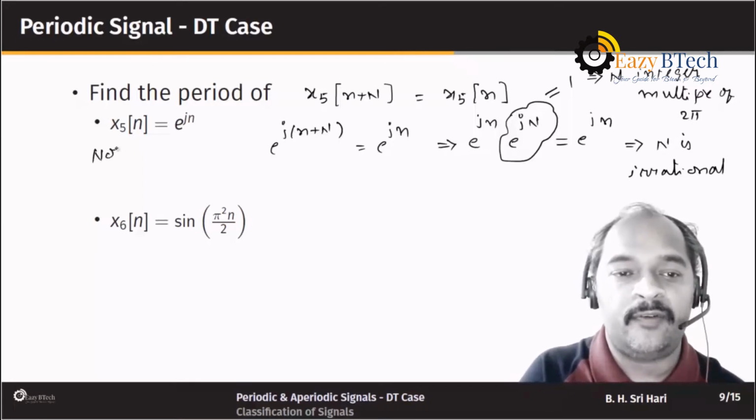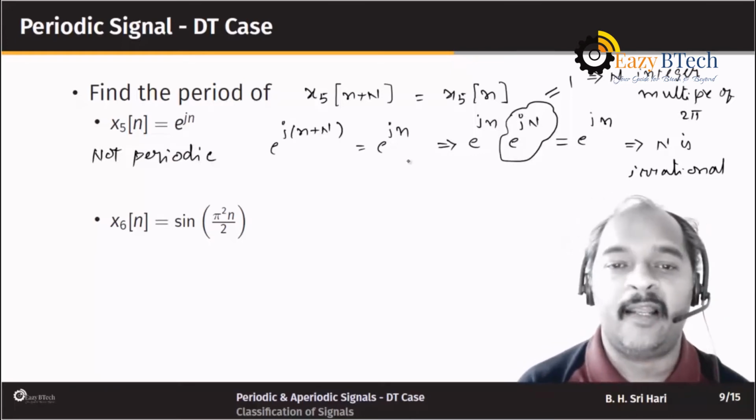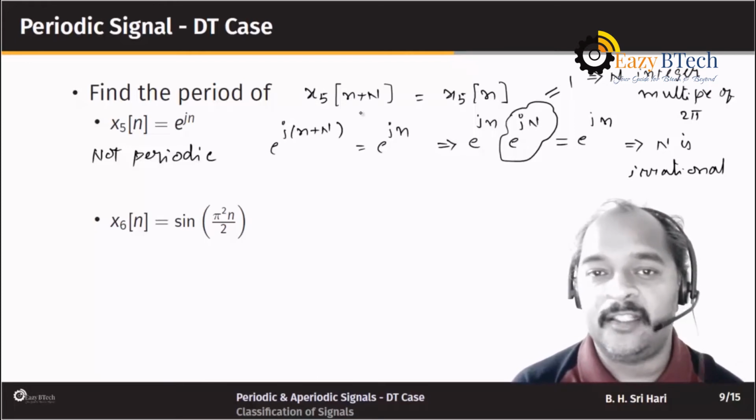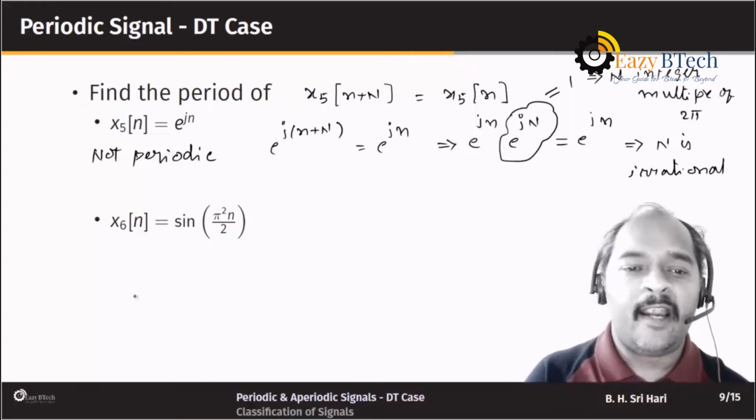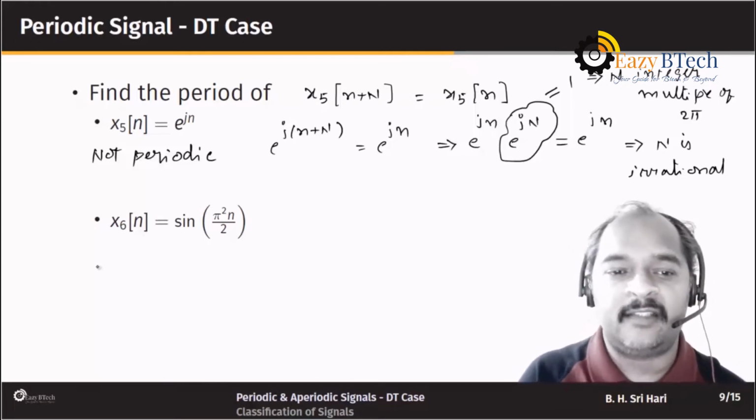So this signal is not periodic. Why? You cannot find any integer value of capital N for which the given condition is satisfied.